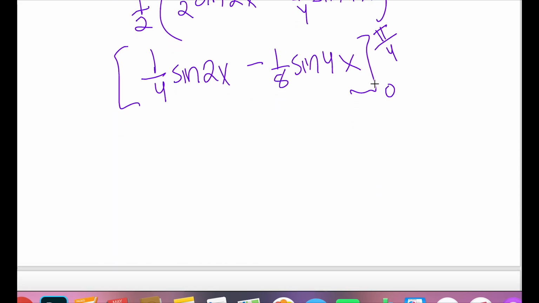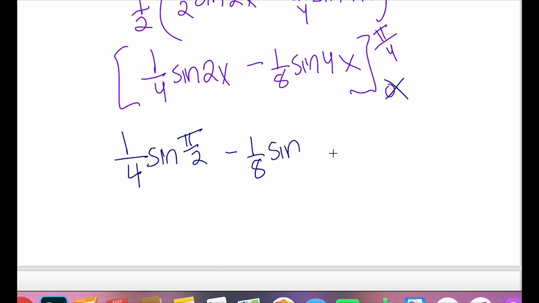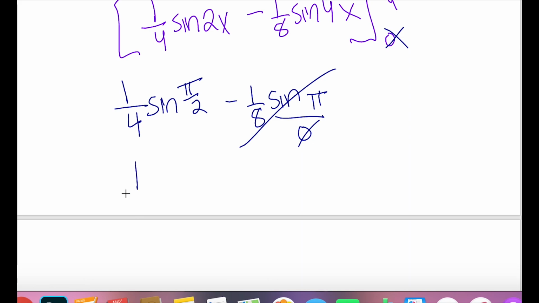Okay, if I plug 0 into sine, it's going to equal 0. So we don't even have to plug in the second number. Let's just deal with pi/4. 2 times pi/4 gives you pi/2. 4 times pi/4 gives you pi. The sine of pi equals 0, so we can cancel that. The sine of pi/2 equals 1. So we've proven that the area under the curve is 1/4.